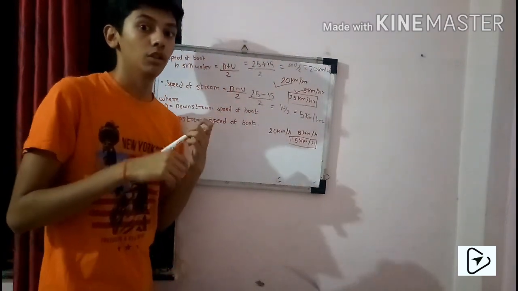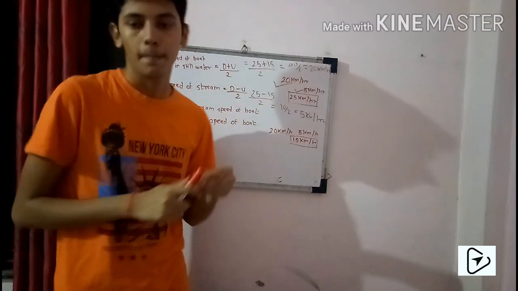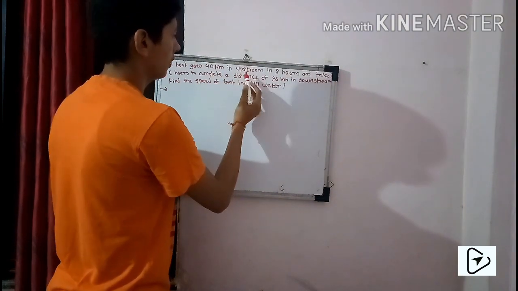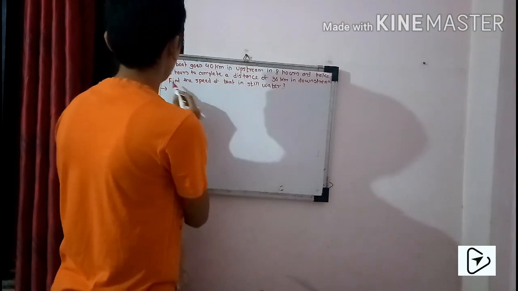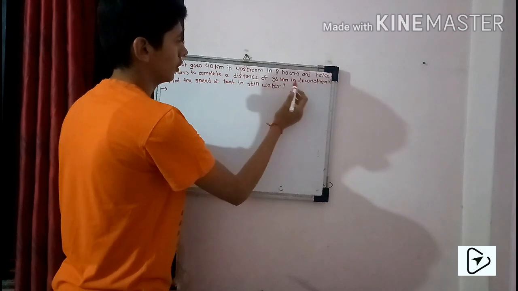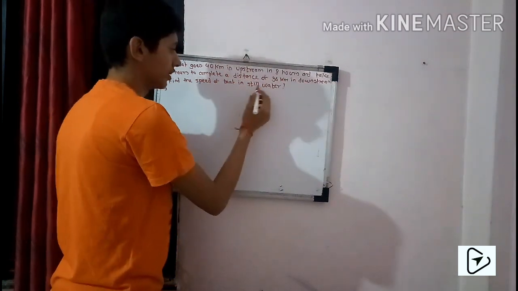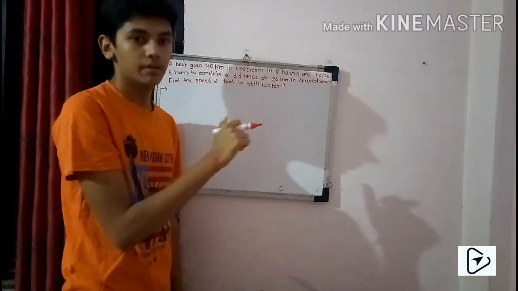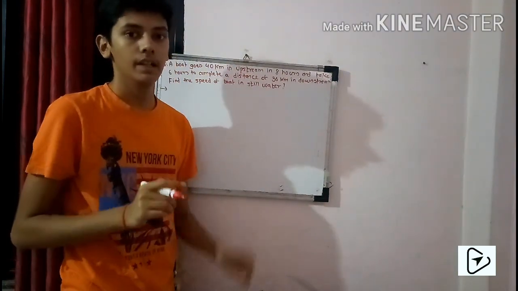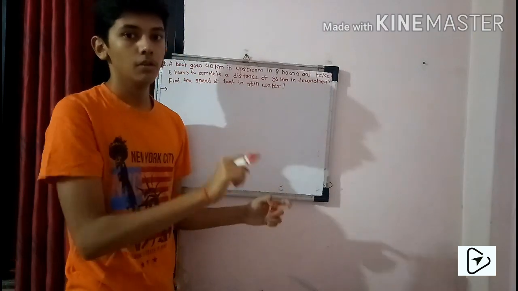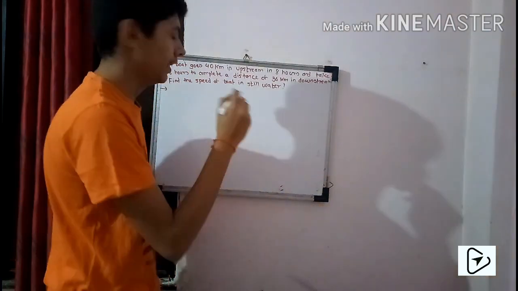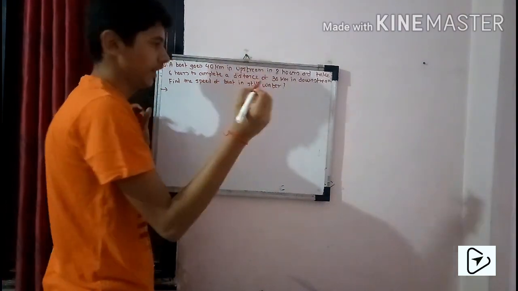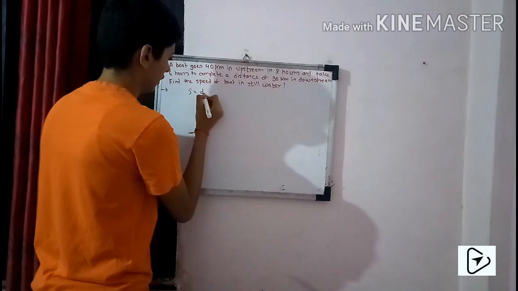Now we will try to solve more difficult questions. Let us try to solve this example. A boat goes 40 kilometers upstream in 8 hours and takes 6 hours to complete a distance of 36 kilometers downstream. Find the speed of the boat in still water. They have asked to find the speed in still water. We have seen that the formula for still water is (d plus u) upon 2. First we will find the speed in upstream and downstream. In upstream, the formula of speed is equal to distance upon time.